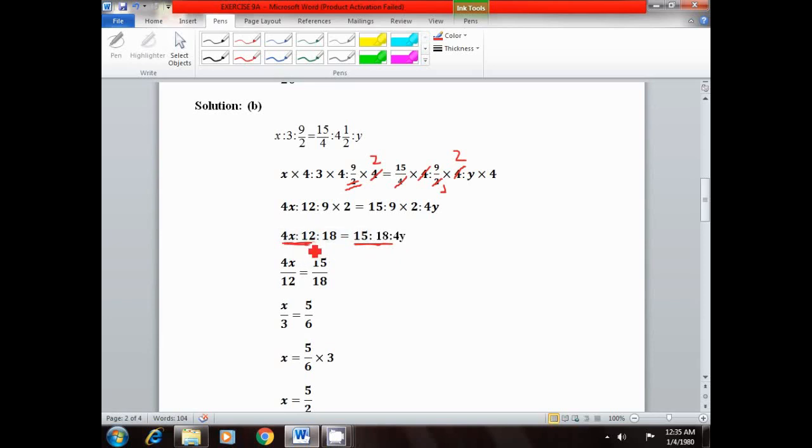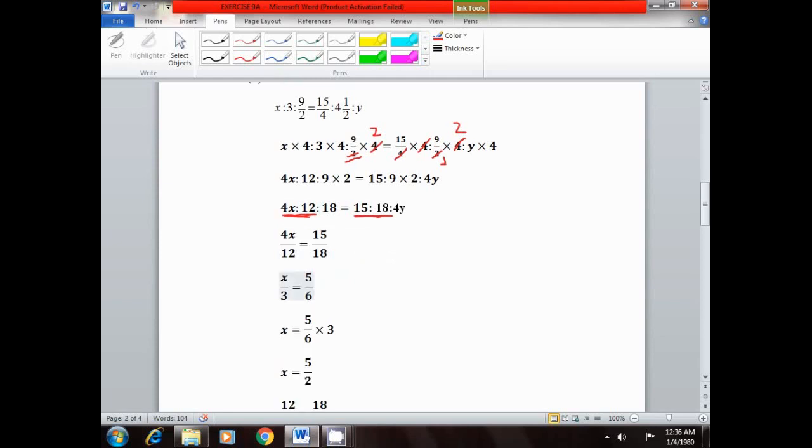4x divided by 12 equals 15 divided by 18. Now you see, we can divide this 4 and 12 because 12 is a multiple of 4. So 4 times 1 is 4, and 4 times 3 is 12. Same as both 15 and 18 are multiples of 3, so we can divide 15 and 18 by a common number 3. 3 times 5 is 15, and then 3 times 6 is 18. So we have left x divided by 3 equals 5 divided by 6.